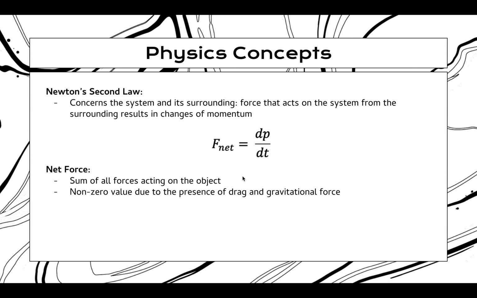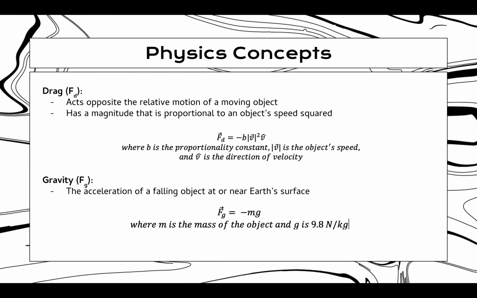Since Newton's second law concerns net force, we can define net force as the sum of all forces acting on the object. Unlike Lab 1, the net force in this experiment is a non-zero value due to the presence of both drag and gravitational force. Drag is a force that acts opposite the relative motion of a moving object and has a magnitude that is proportional to an object's speed squared. You can see the equation for drag here.